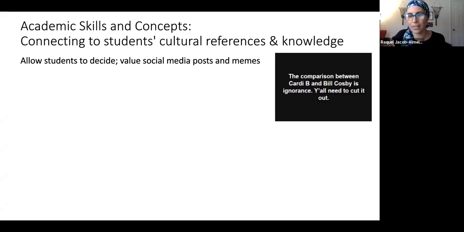So I bring up an example to talk about how a meme or a social media post could qualify as what we're calling claims. So this is an example, it's a little old, I have to find a more recent one. But this is one that I bring in first to demonstrate that something you see on social media can qualify as a claim in the sense that it's describing a problem, it's telling us why we should care, and it's telling us the solution, right? The comparison between Cardi B and Bill Cosby is ignorance. Y'all need to cut it out.